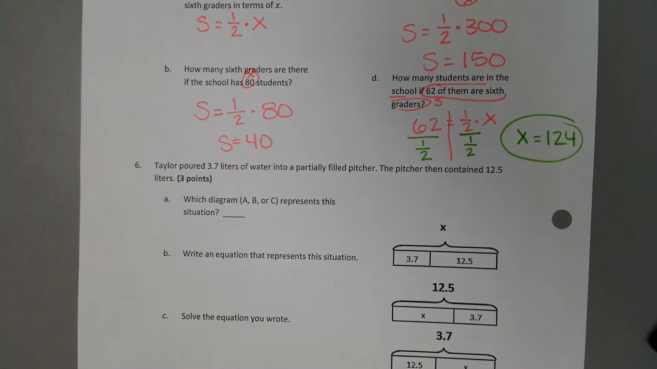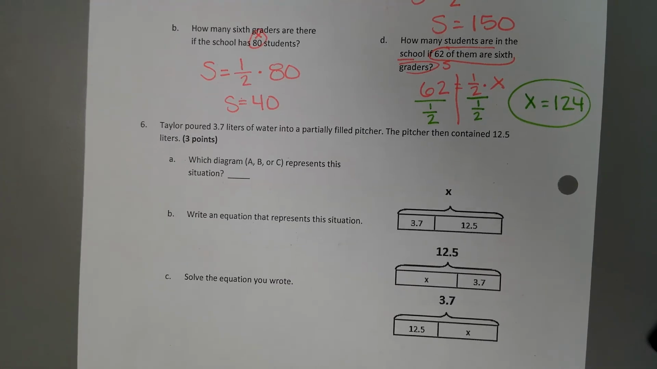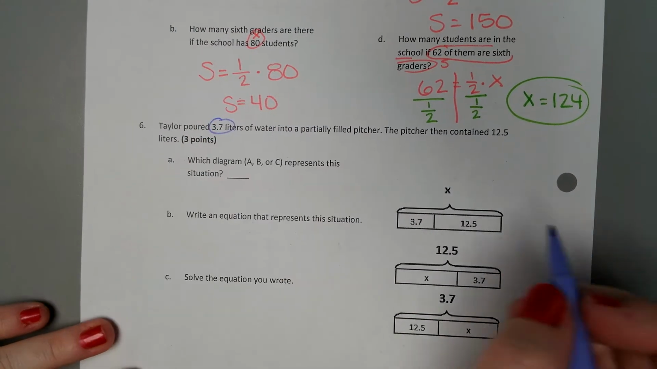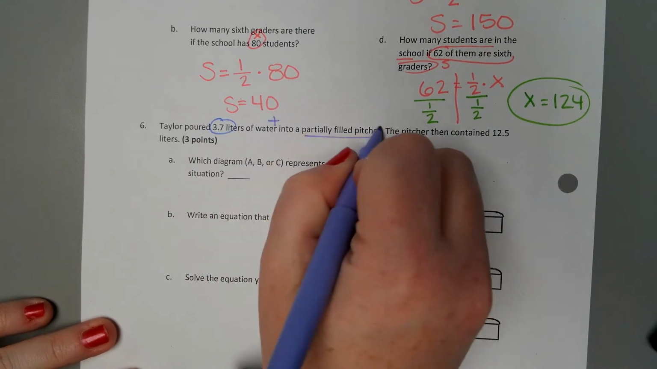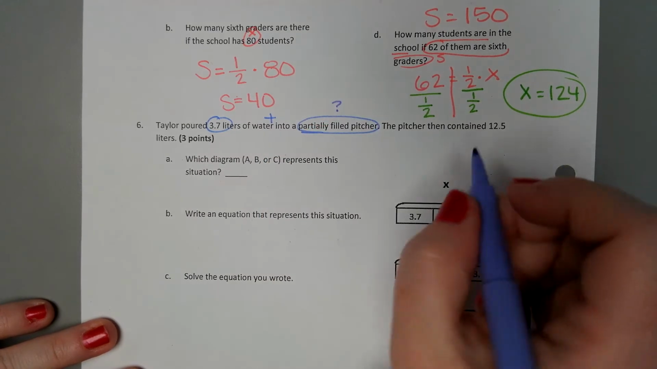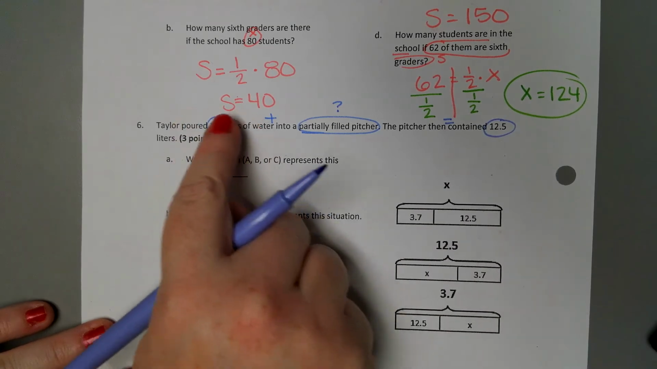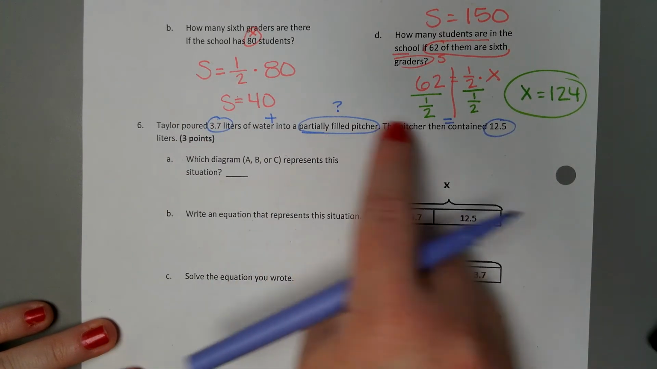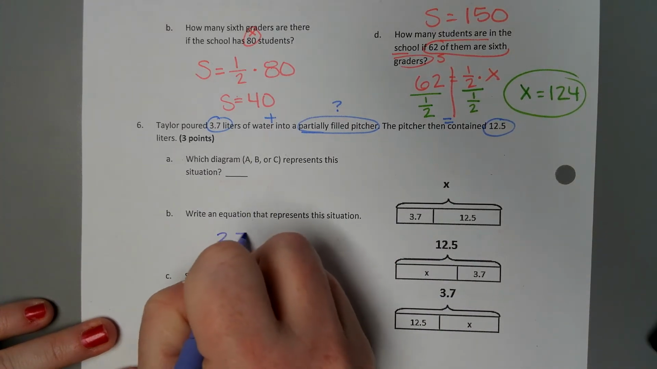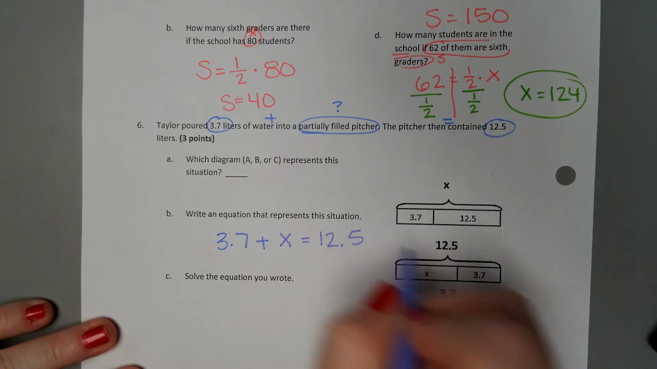Last problem is also worth a lot of points. It is worth 3 points, 1 for each part. Taylor poured 3.7 liters of water into a partially filled pitcher. We don't know how much was in there. It was partially filled. The pitcher then contained 12.5. So we have our equation: 3.7 plus something equals that. So I'm going to go ahead and skip down to B. 3.7 plus something equals 12.5.